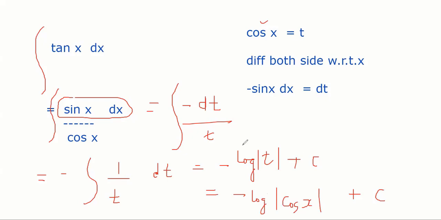The main point is the numerator is the differentiation, or derivative, of cos x. Too easy. Now, we can also say minus log cos x or log of secant x, right? Both are the same.